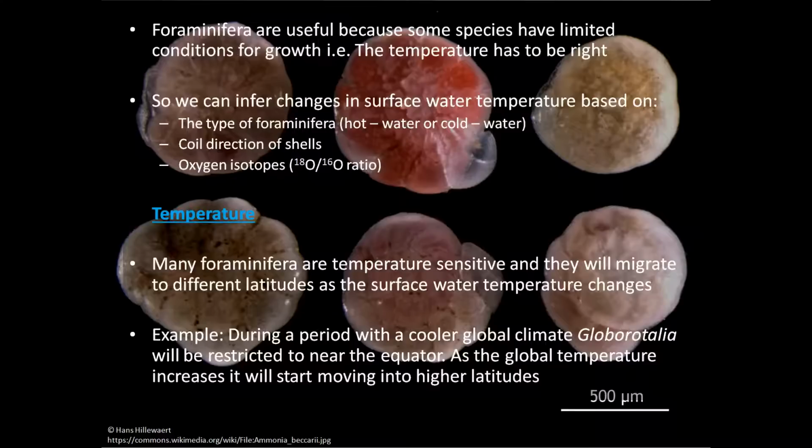And as the global temperatures begin to increase again and the ice sheets retreat, we begin to see Globigerina move up into higher latitudes. So we can track these changes in ocean temperature just by looking at the type of foraminifera we have. Is it a warm water species or is it a cold water species?